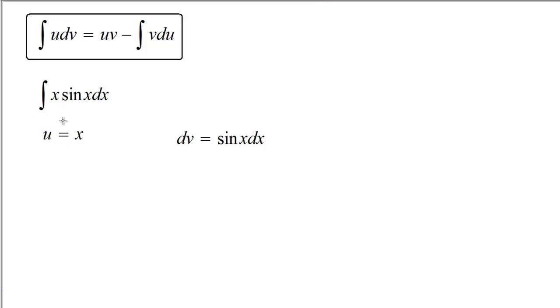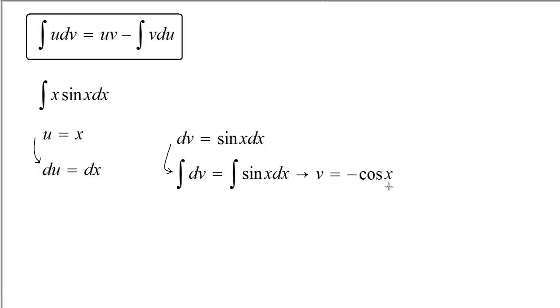Okay, so I took u as x and dv as sine x dx, and then we're going to use du, the differential, that will be simply dx, and dv will be the antiderivative of sine x, which is negative cosine x. So we have u as x and v as negative cosine x. Now let's go ahead and use this rule to obtain the antiderivative of x sine x.